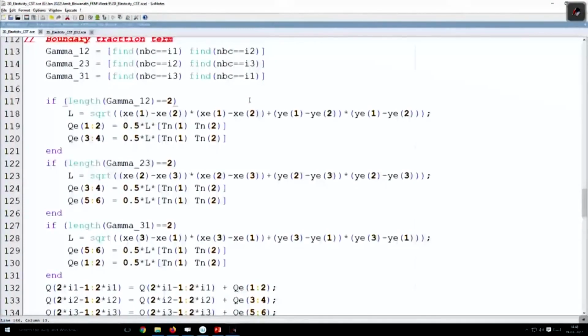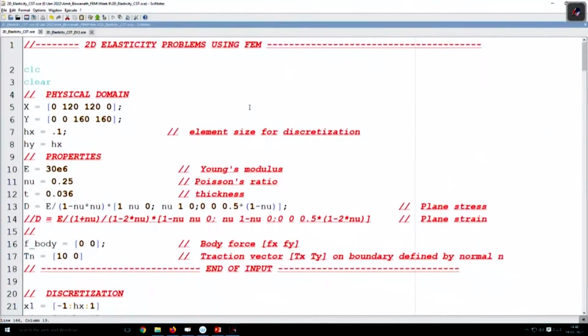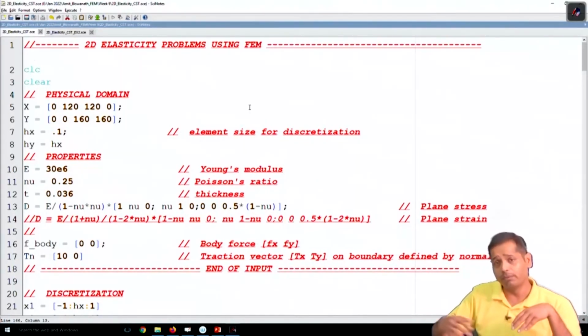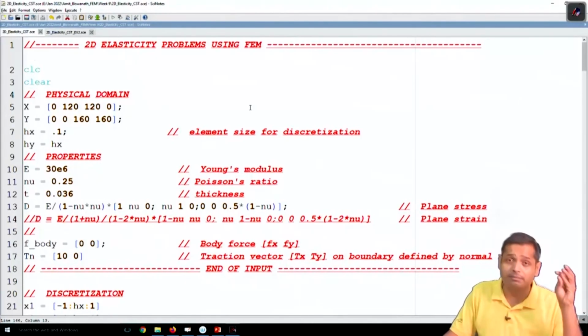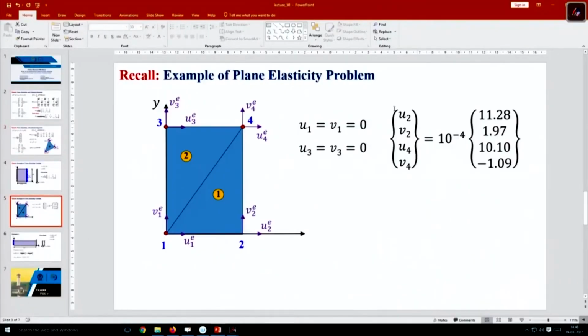Now once we have written the code, for any code you write, the first thing is the validation of the code. Before we apply this code to other problems having general boundaries and more elements, let us validate it. And how to validate it? We already have the result of this problem, since we have done the manual calculation. So let us take two elements only, run the program and get the solution. Our solution from the code should be this. Okay, so let us do that.